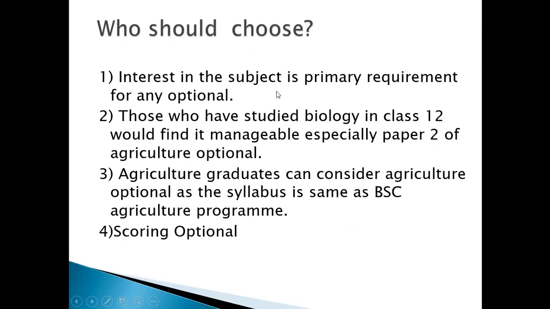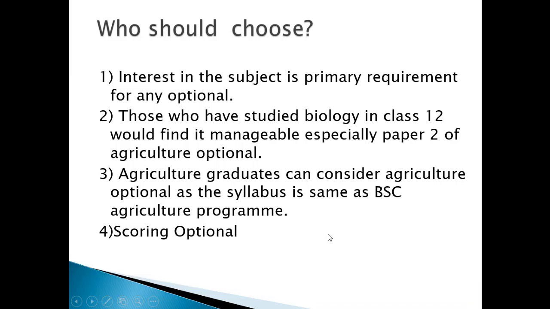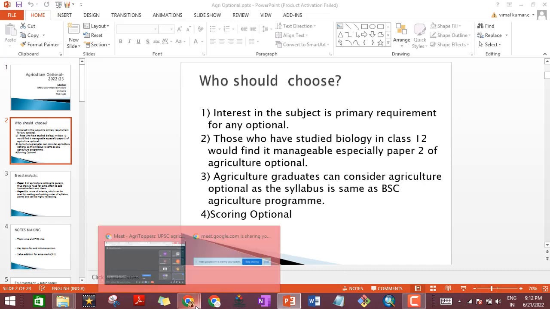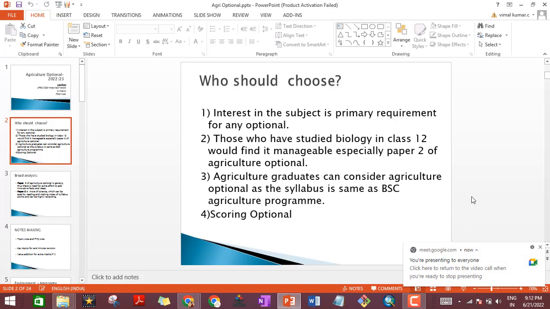In general, who should choose agriculture optional is the first question that comes to people's minds. If you have studied even biology in class 12, that would be enough for you to choose agriculture optional. It is manageable for you. And if you are from BSc agriculture, then I would suggest you take agriculture as optional. It would yield better fruits, because the syllabus of agriculture optional is much more similar, and it will give a good edge to every one of you.